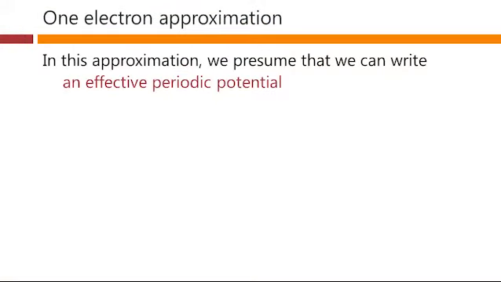So, in our one-electron approximation, we presume that we can write an effective periodic potential. So some potential Vp here that is the same at a point r plus any lattice vector as it was at the point r. So these are any of the possible crystal lattice vectors that take us from a given point in one unit cell to the same point in some other unit cell. So this is a way of writing down our presumption that this potential is periodic with the crystal lattice periodicity.